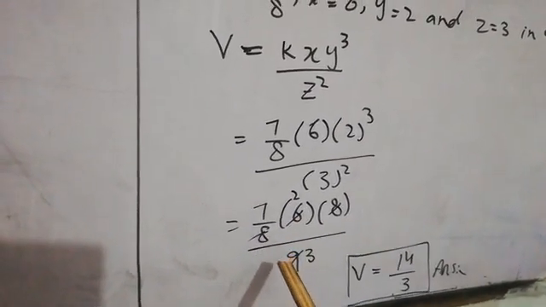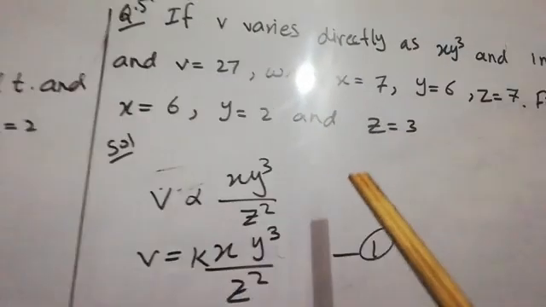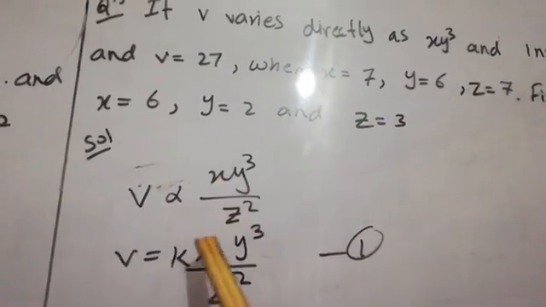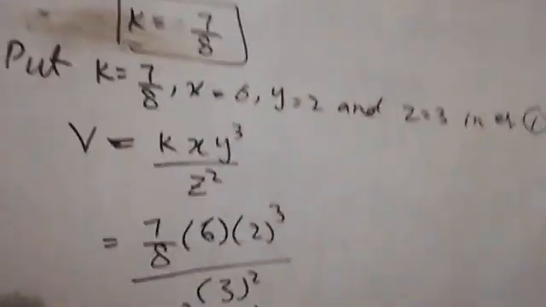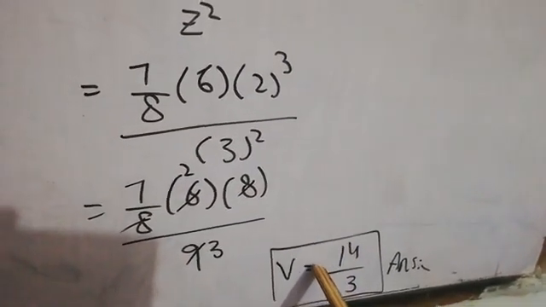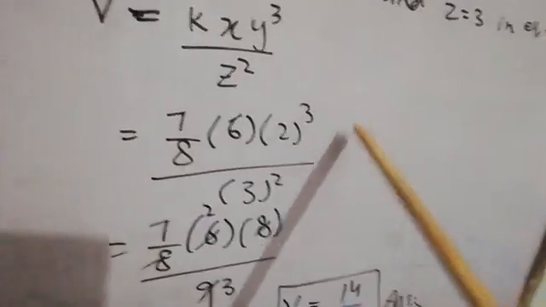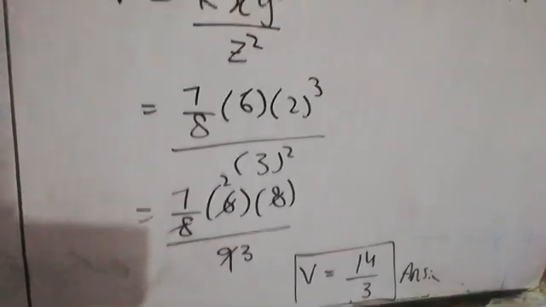My dear students, you can observe that if we decrease the values of x, y and z, then the value of v also decreases. First, the value of v is 27. Now the value of the new v is 14 by 3. This indicates that if we decrease the values, then the other value also decreases.